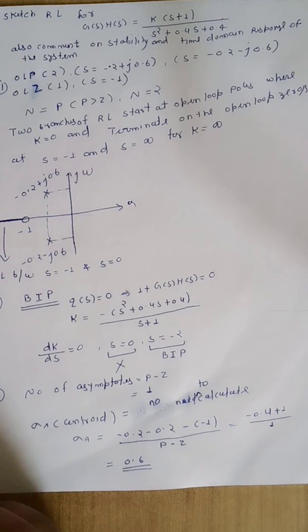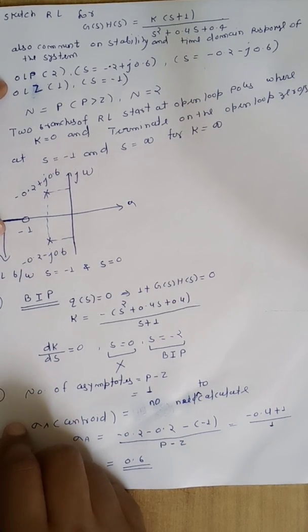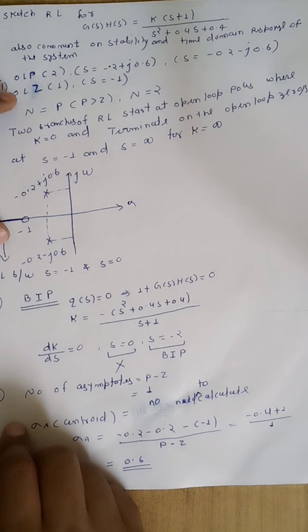So in the first step, we will calculate open loop poles and open loop zeros for the system. We have two open loop poles for the system: first at s equal to minus 0.2 plus j 0.6, second at s equal to minus 0.2 minus j 0.6. We have one open loop zero for the system at s equal to minus 1.